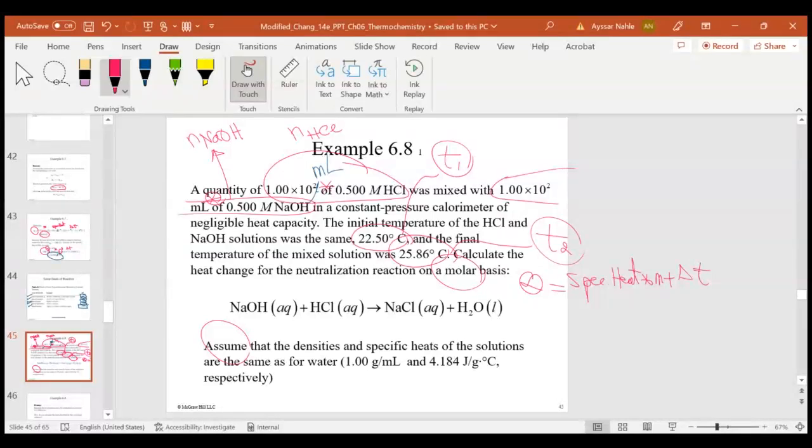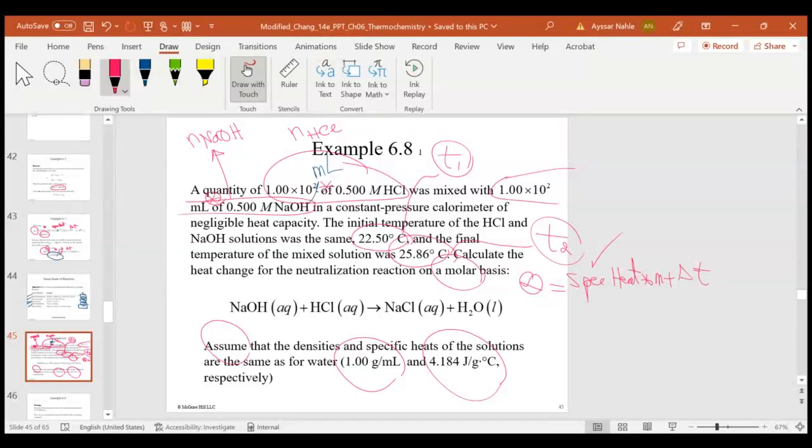Okay. So here they say to assume that the density and the specific heat of the solution are the same as the water. I mean, density is that much and specific heat is that much. You understand? That's for assumption. Practically they give me the specific heat, which is 4.18.